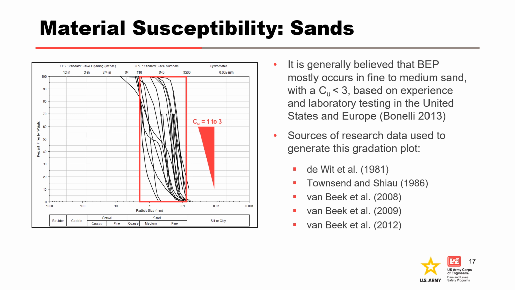As a caution, do not limit evaluation to just coefficients of uniformity between 1 and 3. Although these soils are generally most susceptible to backward erosion piping, soils with a CU greater than 3 can also be susceptible to backward erosion piping. However, as the CU increases significantly, the soils become more susceptible to internal instability.